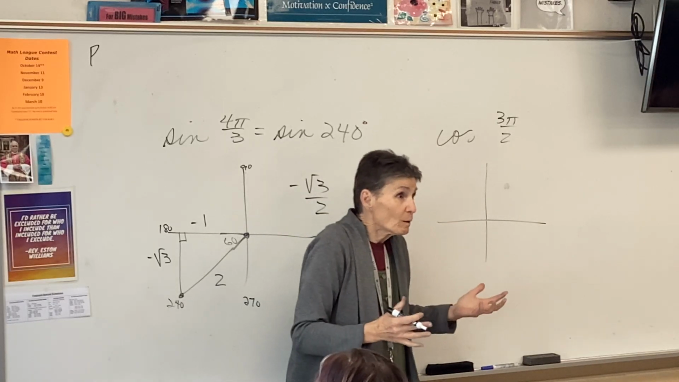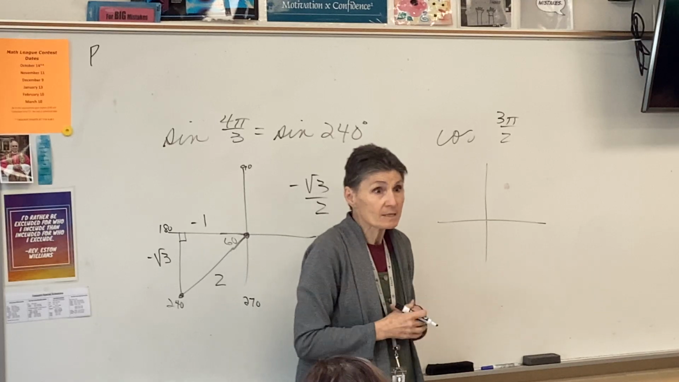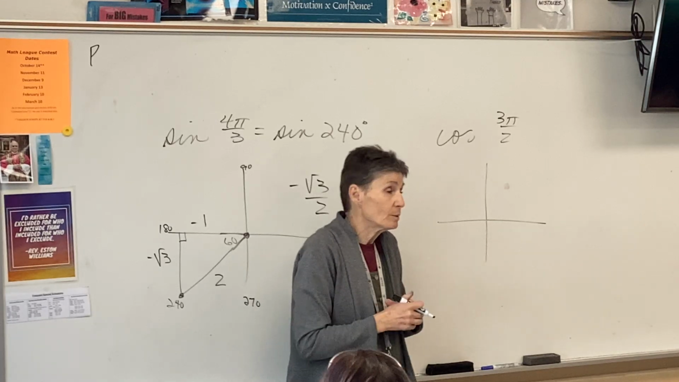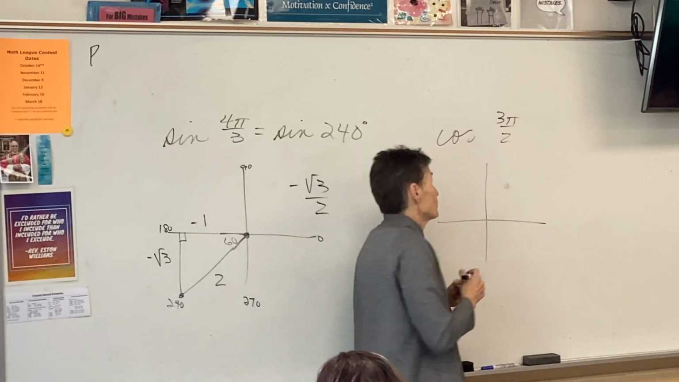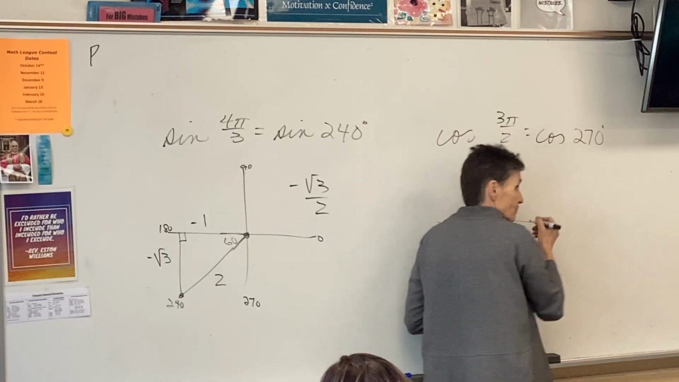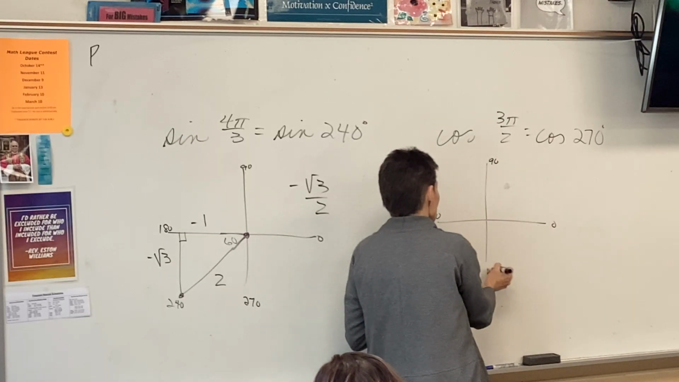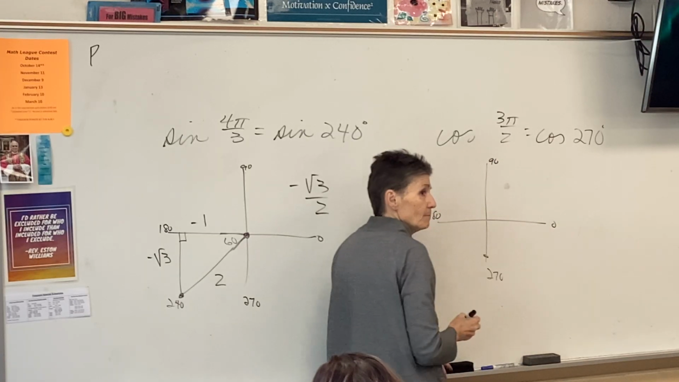So we'll start the same way we started all of them. If that's not in degrees, I gotta get it in degrees. So 3 pi over 2 is 270. 270 sounds familiar. Isn't 270 a line? Yeah.